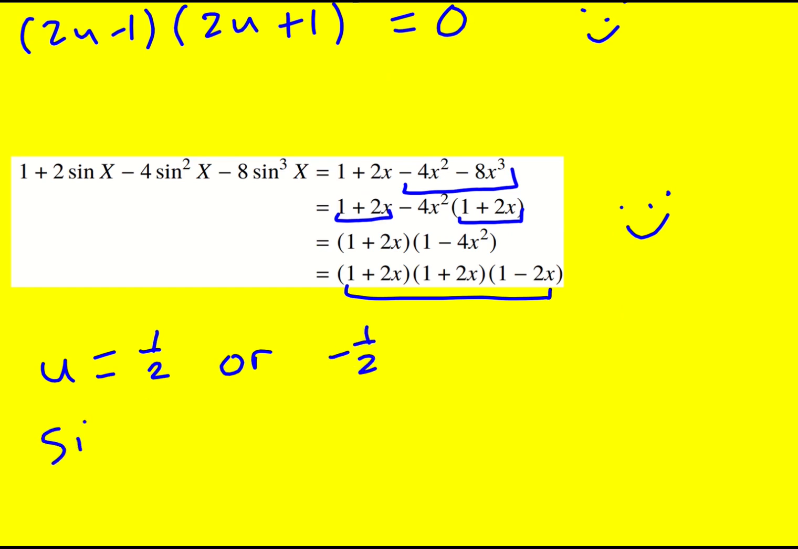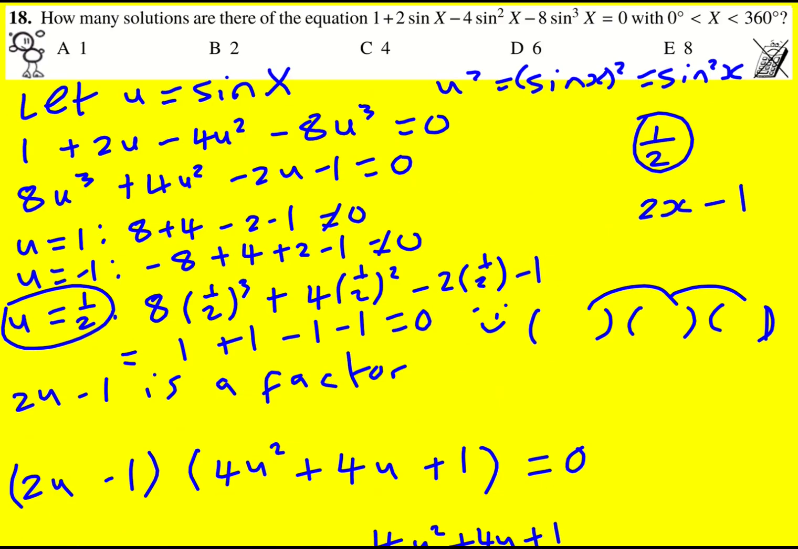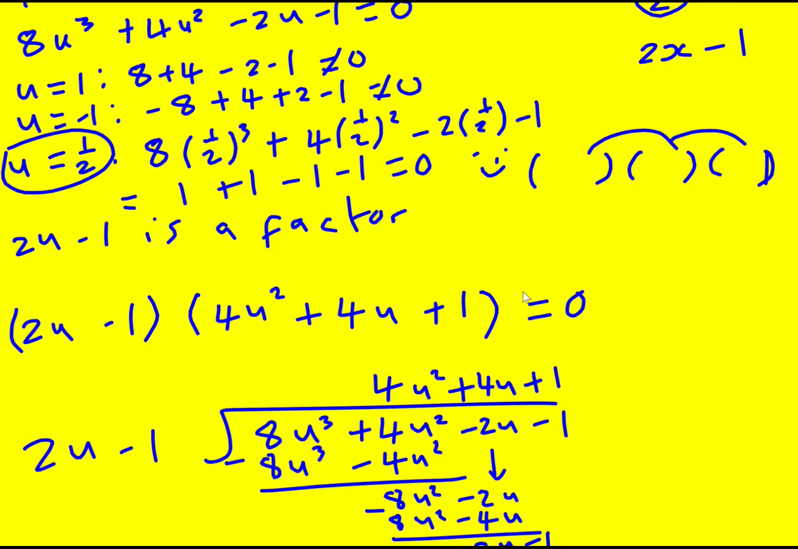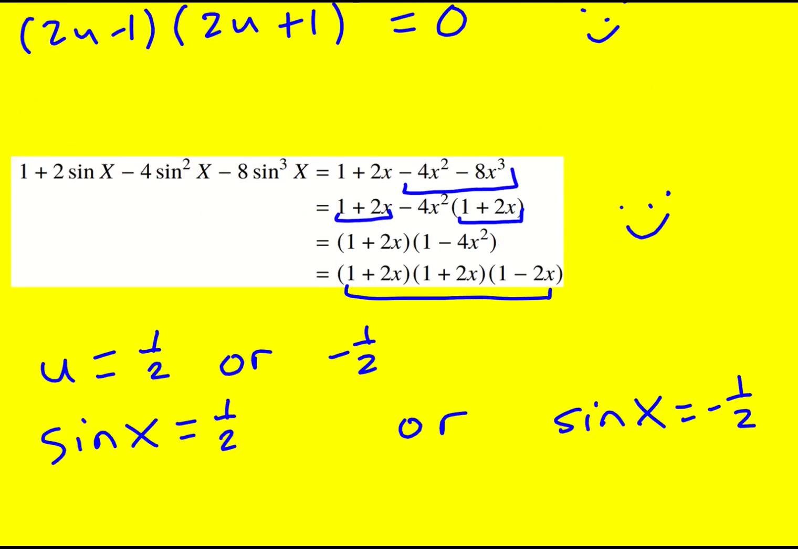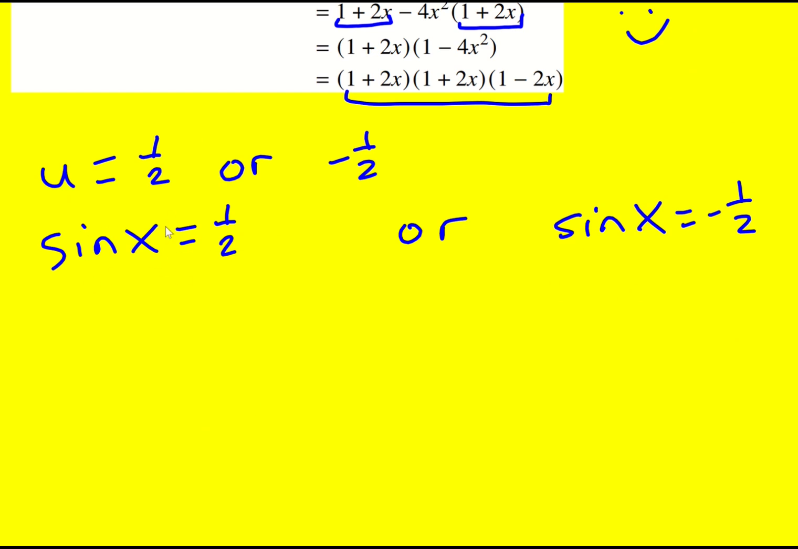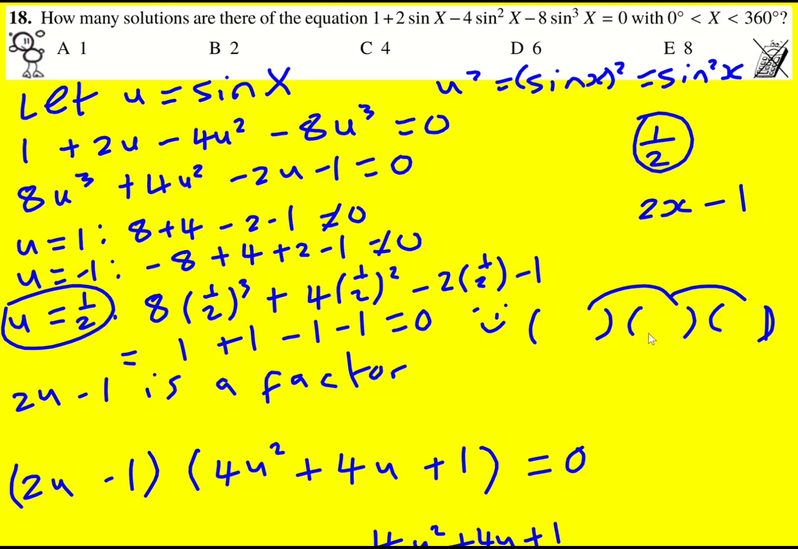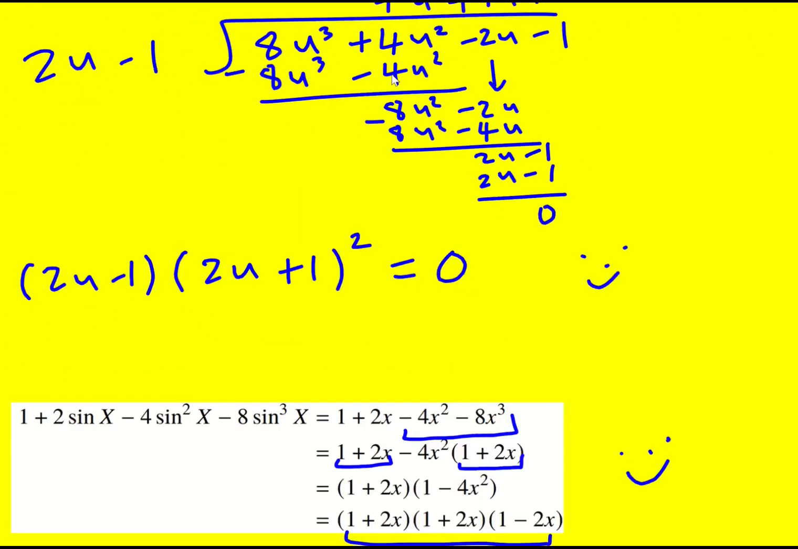And remember, that is sine x. So sine x is a half, or sine x is equal to minus a half. And because we are looking between 0 and 360, you might know we're going to get 2 solutions from this one, and we're going to get 2 solutions from this one, and they're going to be different. So the answer's got to be 4. Let's just complete the problem though and see what we actually get.